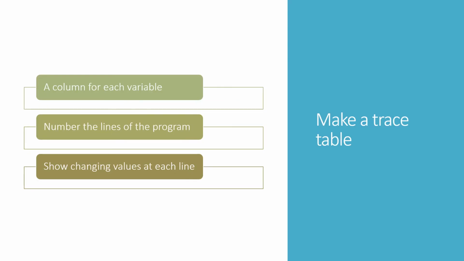As a reminder, when we make a trace table, we number the lines of the program or algorithm. We create a table with a column for each variable, and then we create a row that shows the changing values at each line.